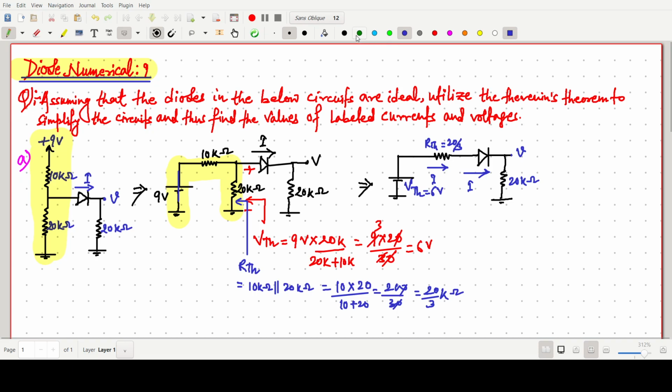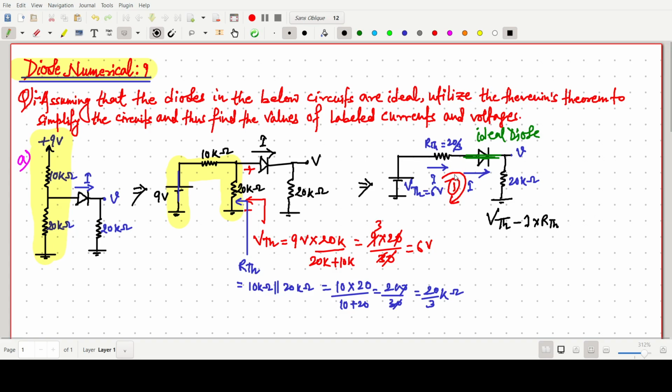Now it is very clear that this diode is an ideal diode. So for an ideal diode we can make this a short circuit. And then we have to apply Kirchhoff's voltage law in this loop, say loop 1. One can easily write the equation, utilizing VTH minus the current flowing in the circuit, so I into RTH.